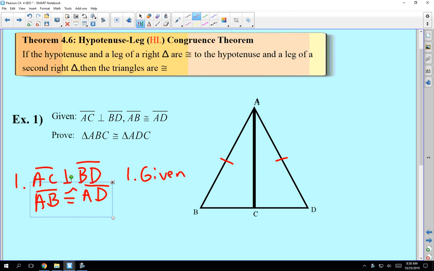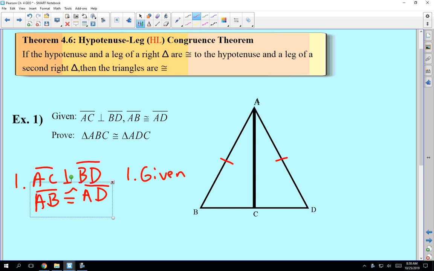Okay, so we're looking at the hypotenuse leg congruence theorem. It'll be the fifth of our congruence postulates and theorems, and this is the one that can be used with just two pieces congruent. It may look like a side-side-angle case. It only works if you have a right triangle.